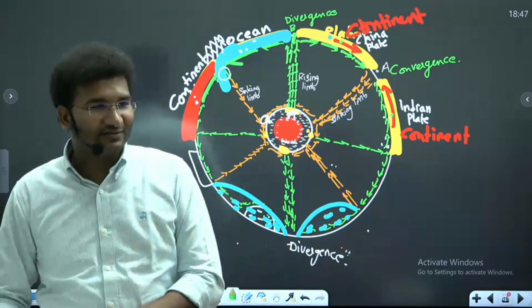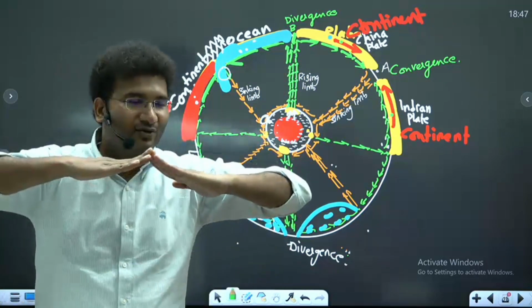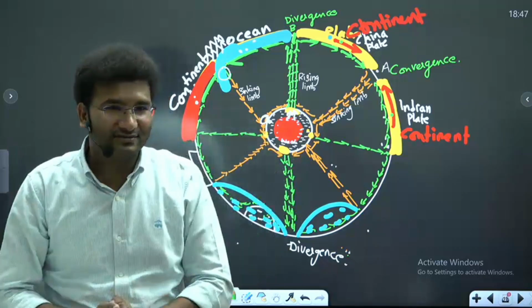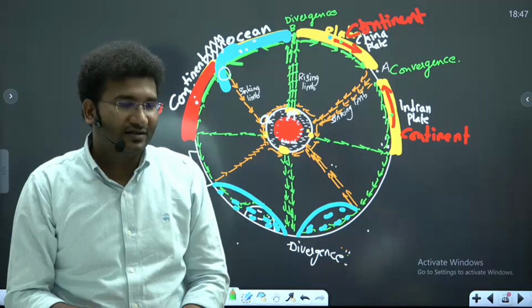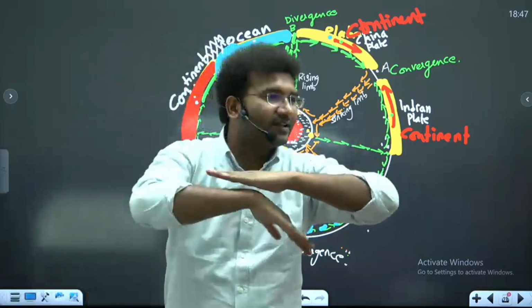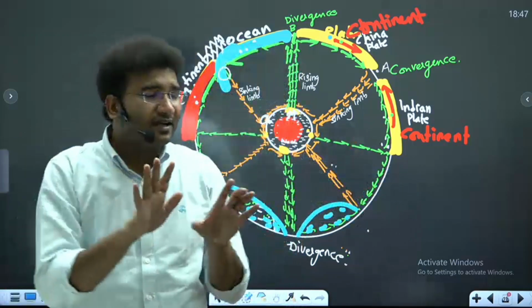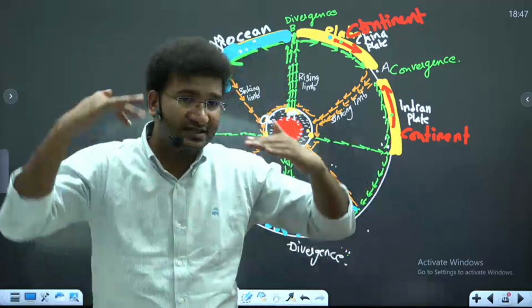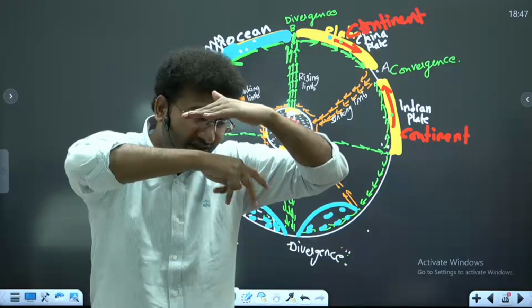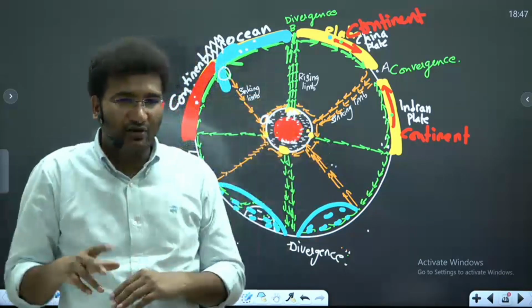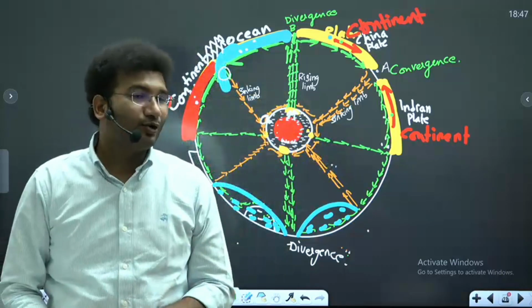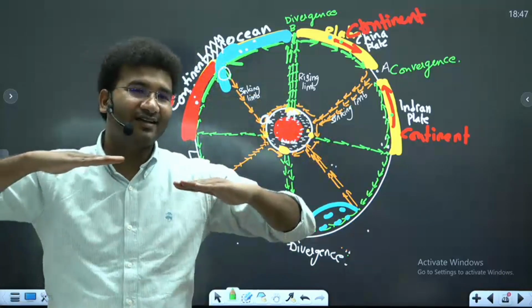नीचे कोई नहीं जा रहा है, इसीलिए दोनों टकरा के माउंटेन्स बन रहे हैं. Right? Neither one is sinking. Sinking, I'm telling you, no one is sinking. Sinking in the sense they have to go and melt themselves in the asthenosphere or mantle. But in India, no one is sinking. But they are taking support.